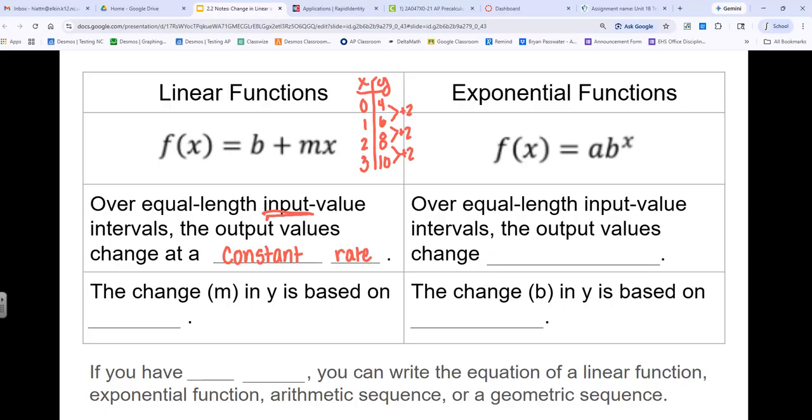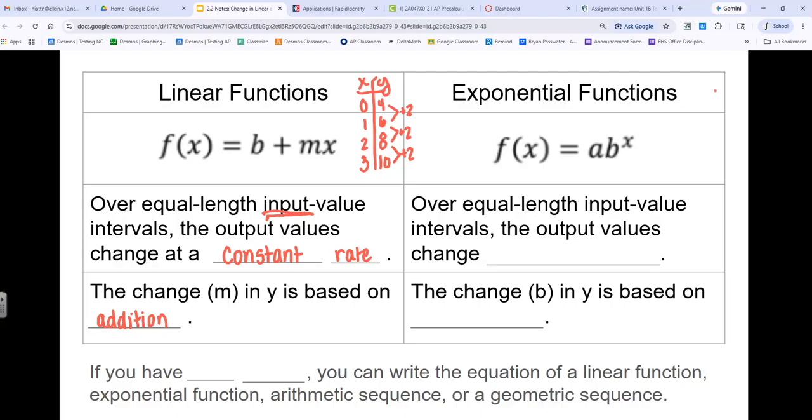Okay. Now, linear functions are like arithmetic sequences. The change in y is based on addition. Sometimes it looks like subtraction if you're adding a negative number, but it's addition. Here, we're adding 2 each time.